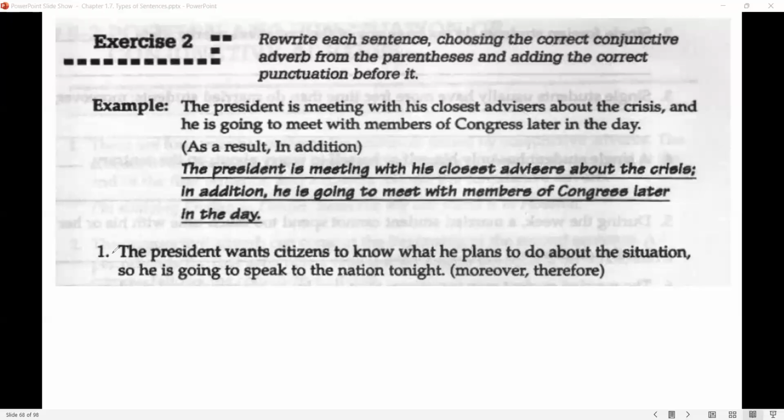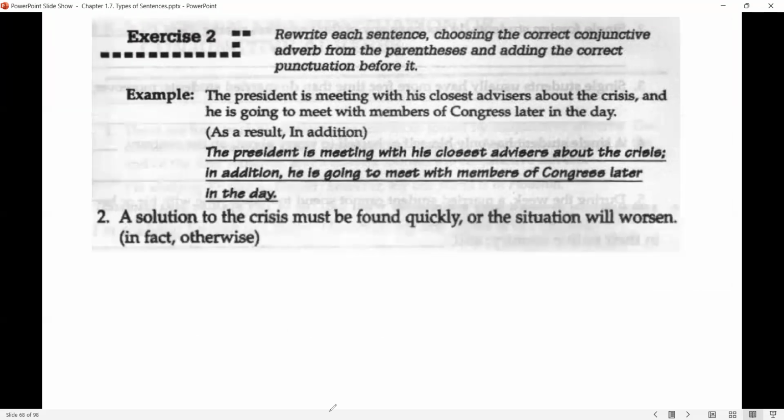I assume you're ready. Number 1, the president wants citizens to know what he plans to do about the situation. So instead of so, I can say, therefore, he's going to speak to the nation tonight. So both sentences are correct. They have the same meaning. We just add variety to our writing by using different words. Example 2.